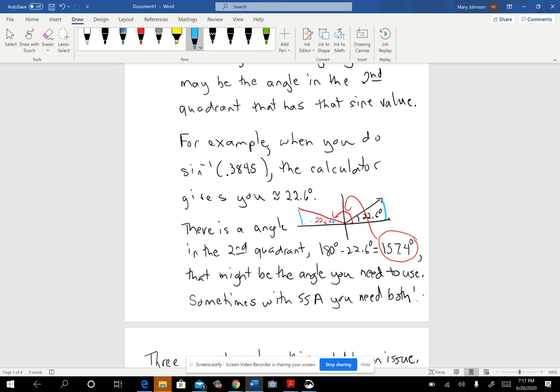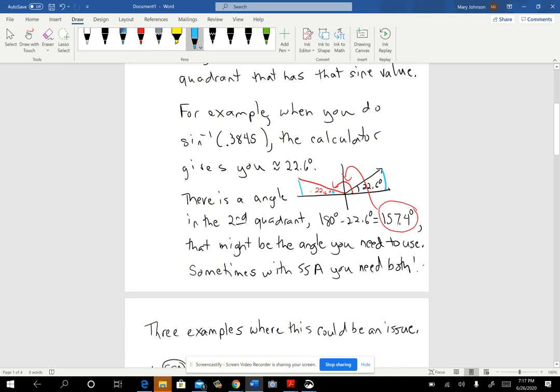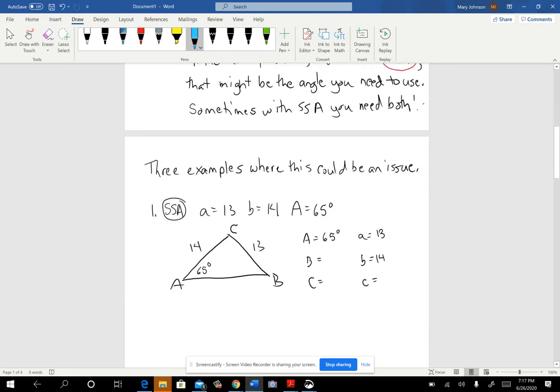And see how both of these are up? So both would have a sine value that is positive. And you might need the 157.4. Sometimes you need to consider both 22.6 and 157.4. So that's the issue you need to understand and think through in order to do a good job on some of the questions that you see in 7-1 and 7-2. So I thought we'd look at 3 examples where this could be an issue.